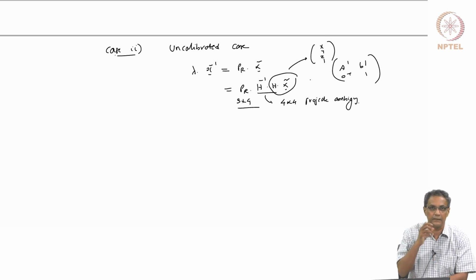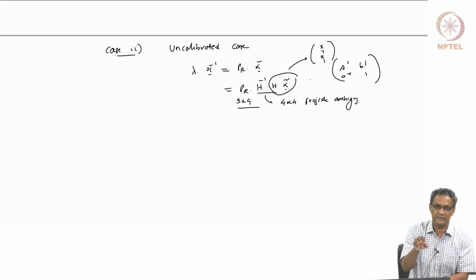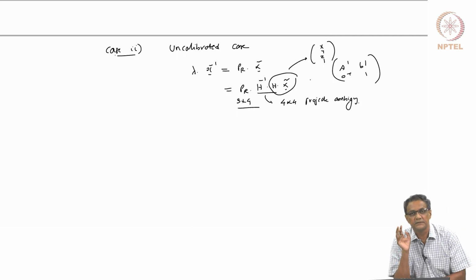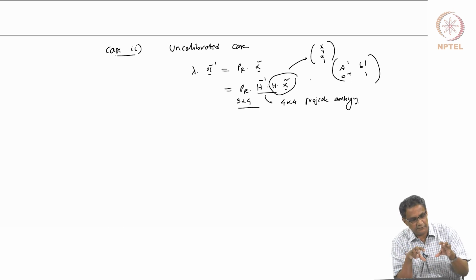But that doesn't mean it's all useless. Given that you have access to only so much information, you can only do so much. The more you give me, the more I can improve. That's why there is something called stratified reconstruction. What stratified means is a projective, a perspective, and there is also an in between ambiguity.